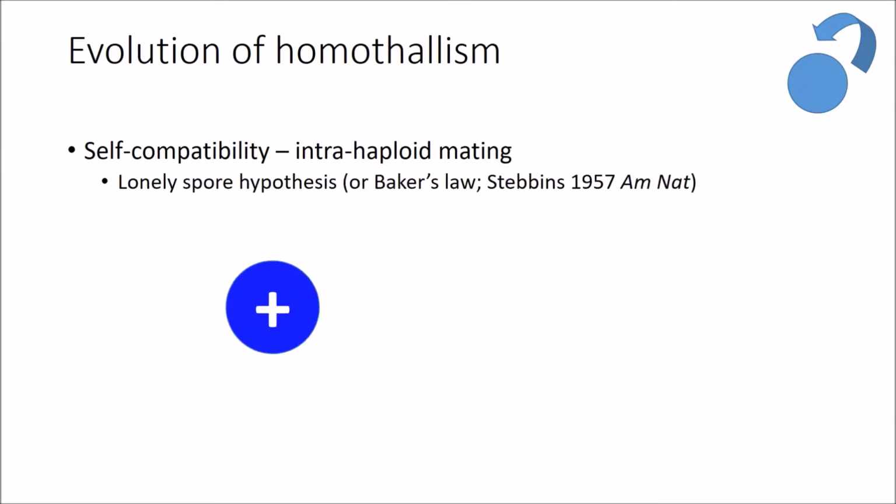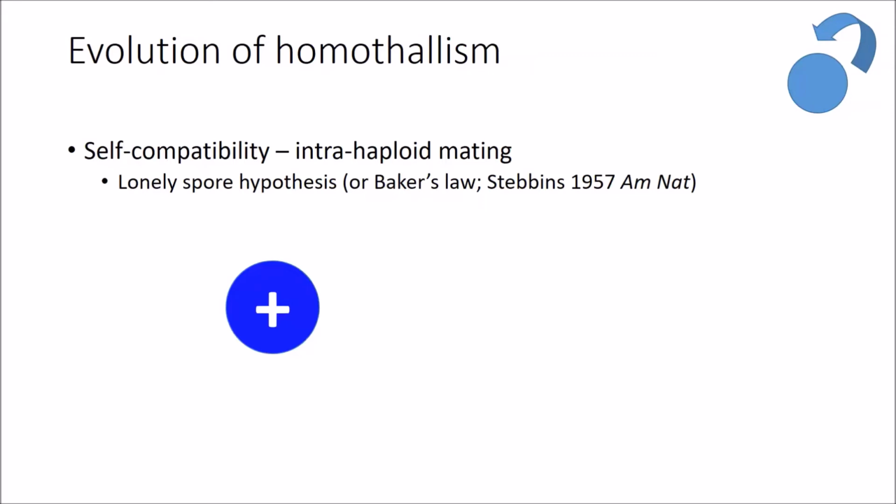Okay, so second argument, and now we get into the love life of the single cell. The main argument, which I think is a reason why homothallism evolves, is that it helps with overcoming this loneliness. So this is the lonely spore hypothesis. It's sort of a microbiological version of Baker's law, which states that under low densities, organisms should lose self-incompatibility so that they are assured of reproductive output.